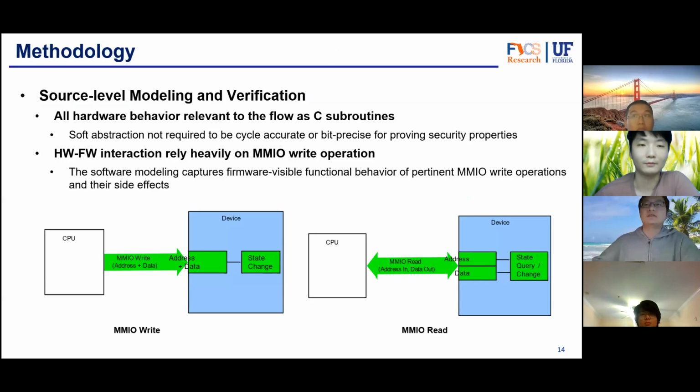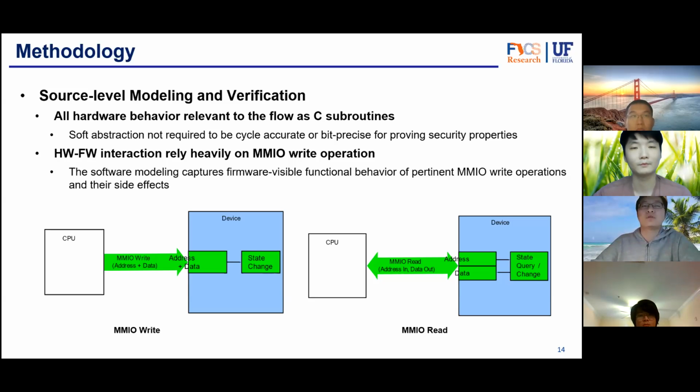Okay, the first step of the methodology is source level modeling and verification. All firmware modules in the case study are written in C code, and all the hardware behavior relevant to our flows is captured as C subroutines. The software abstraction is not required to be cycle accurate or precise for proving the security properties under consideration. This results in significant improvement in both modeling and verification efficiency compared to hardware-based approaches.